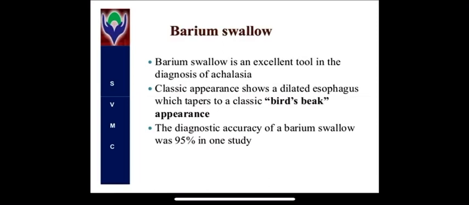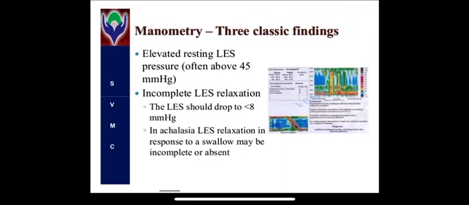The diagnostic accuracy of a barium swallow was about 95% in one of the studies. These barium swallows showed a dilated lower esophagus with narrowing at the level of the esophageal sphincter, that is the bird's beak appearance. There are 3 classical findings in a manometry. There is an elevated resting lower esophageal pressure of above 45 millimeters of mercury. There is an incomplete relaxation of the lower esophageal sphincter. The pressure at the lower esophageal sphincter should drop to less than 8 millimeters of mercury normally.